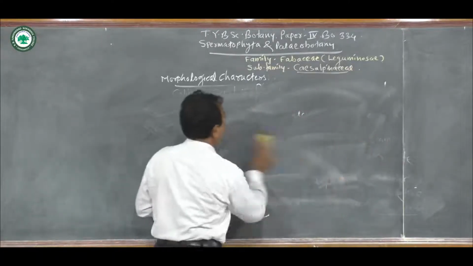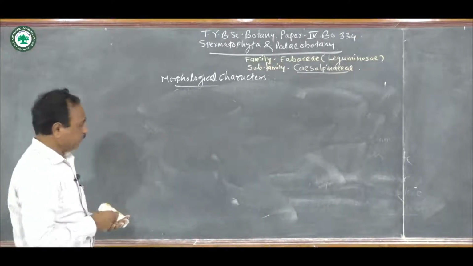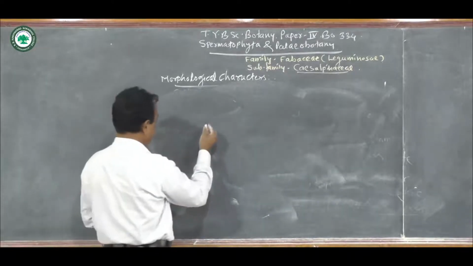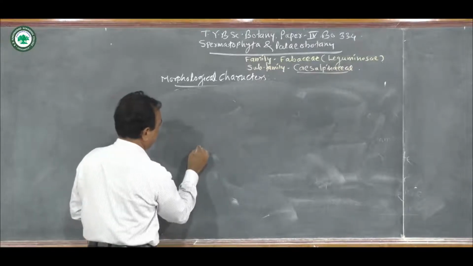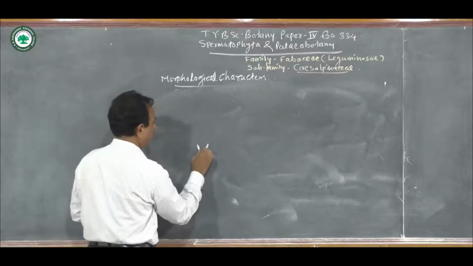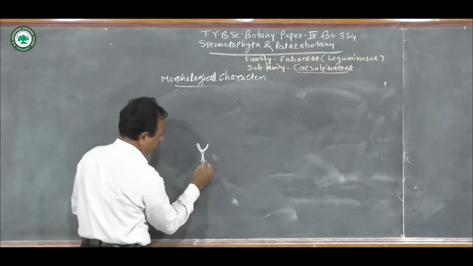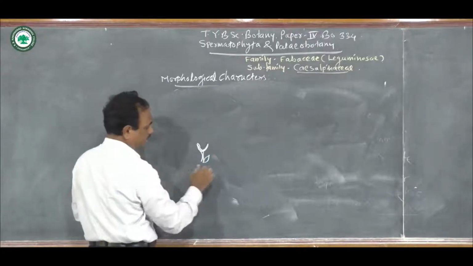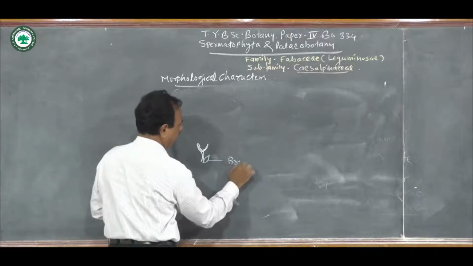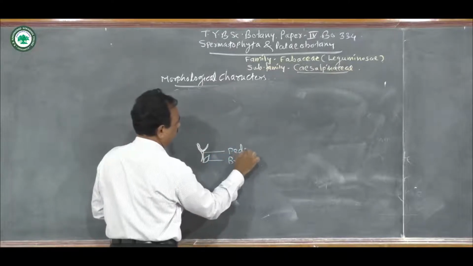Now if we see the structure of this flower, then it shows the presence of the structure like this. Many times there is a formation of the curve-shaped thalamus. At the base there is a presence of the bract. So this is the bract. Here this is the pedicel of the flower.